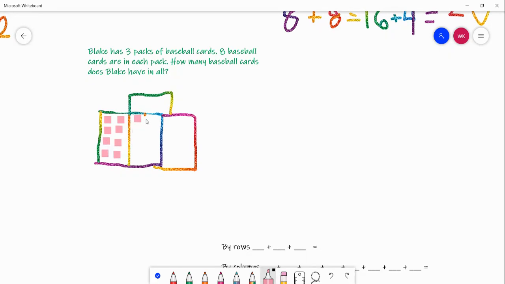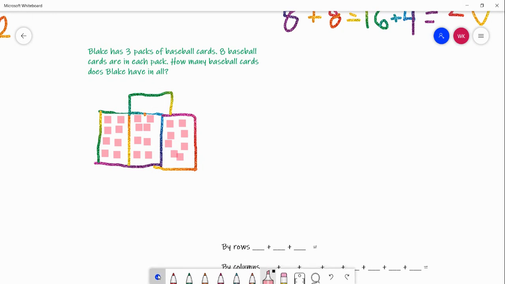So we have 1, 2, 3, 4, 5, 6, 7, 8. And then we have 8 now in each pack.